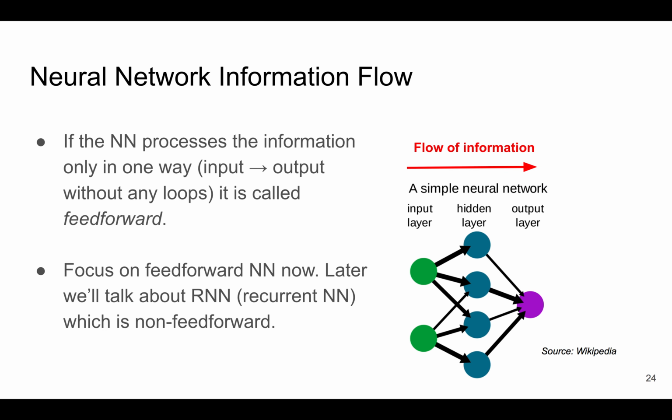Let me add a word on the information flow in the neural network. If the neural network processes the information only in one way, from input to output without any loops, then it is called a feed-forward neural network. We'll focus on feed-forward neural networks now. Later in this course, we'll talk about recurrent neural networks, or RNN, which is non-feed-forward.